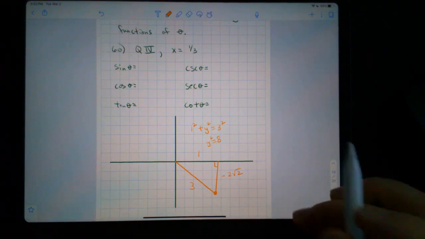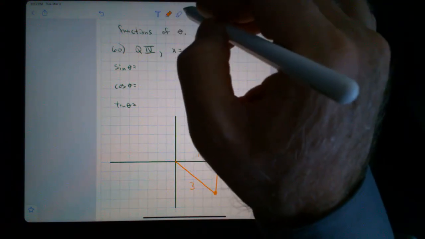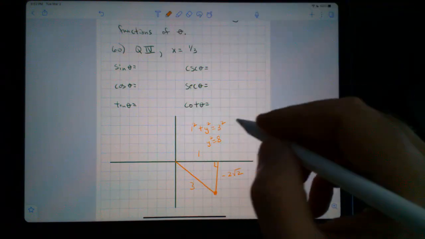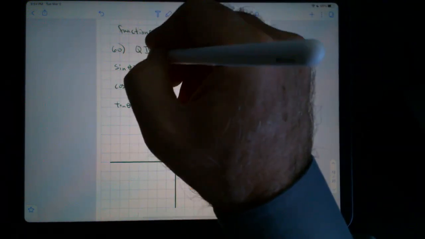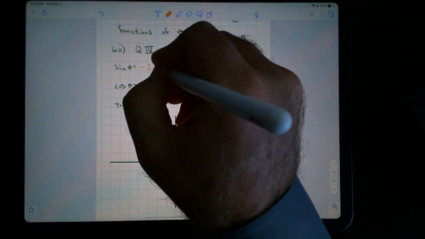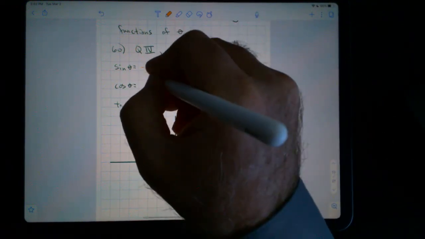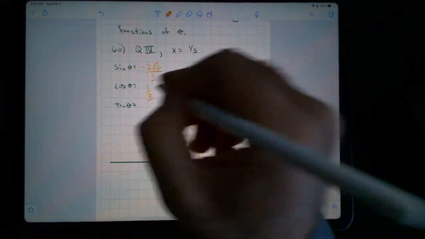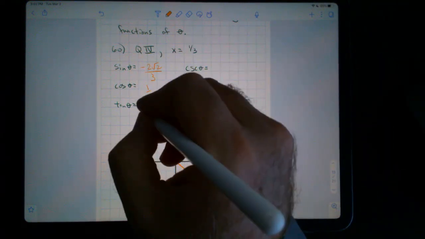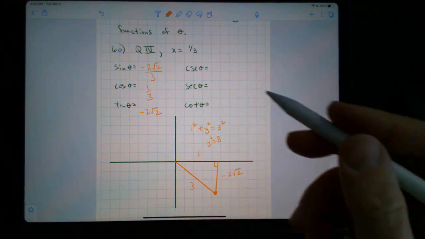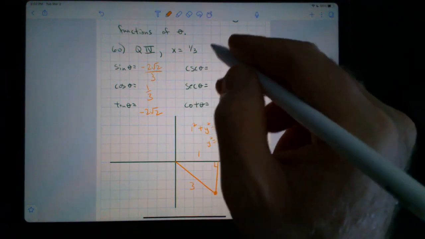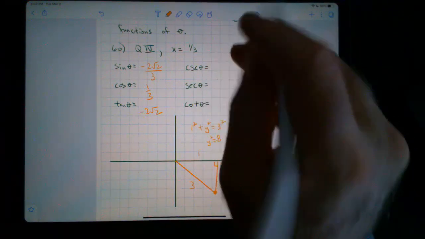So now we can solve the rest of them. So sine is going to be negative root 8, which is negative 2 radical 2, divided by the hypotenuse. Cosine, tangent is sine over cosine, divided by 1, doesn't matter. Cosecant is the inverse.